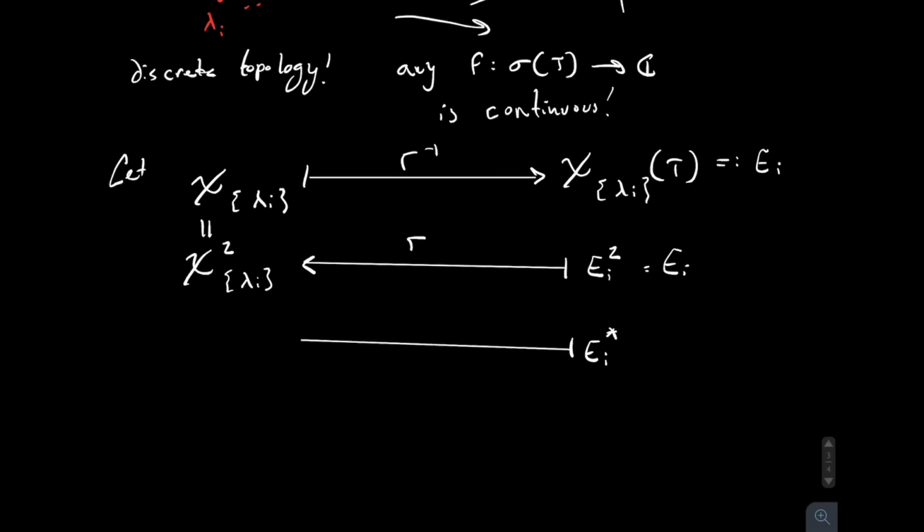Moreover, when you look at the adjoint and pass it through gamma, right? Just remember, gamma is a star isomorphism, so that lands on the adjoint of chi, but chi is a real valued function. So that's exactly chi. So E sub i is a projection.